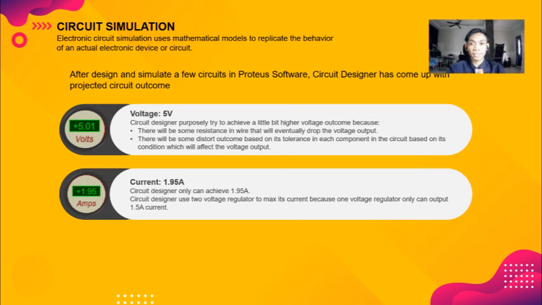I purposely aimed for a slightly higher voltage in the simulation, because if we build the product, there will be some resistance in the wires that will eventually drop the voltage output. So there will be some distorted outcome based on the tolerance of each component in the circuit, based on its condition, which will affect the voltage output. Okay, for current, I have come up with 1.95 amperes. I tried to get a higher value, 2 amperes, but I could not figure out what was wrong.